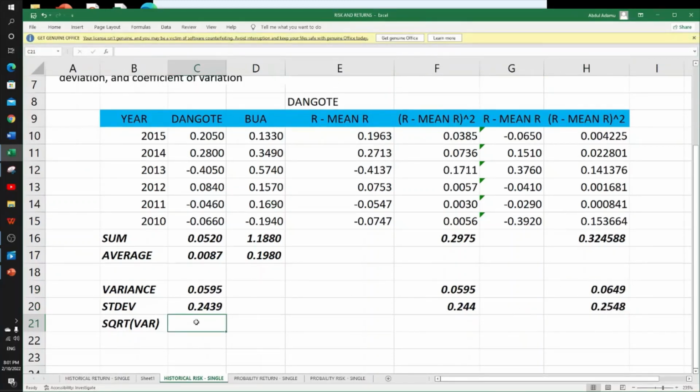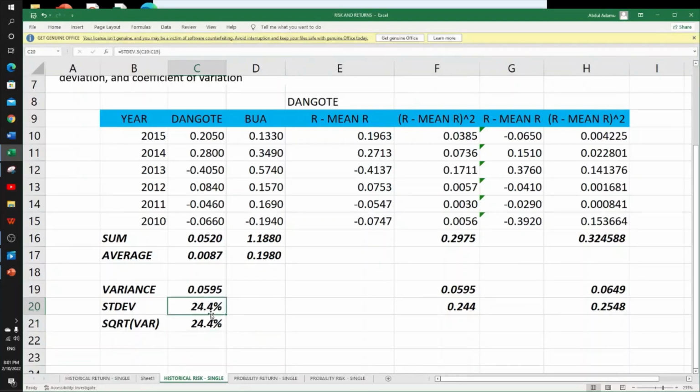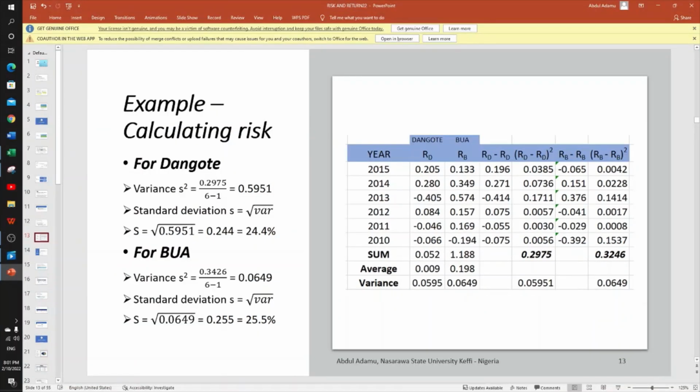So we can use square root, sqrt of the variance to check. You can see they are the same. This is in percent. You can format that, the same thing. So this is the square root, this is the variance. So all you do, you can copy this here. You see that is for BOA, this is for Dangote. So we continue with our lecture.